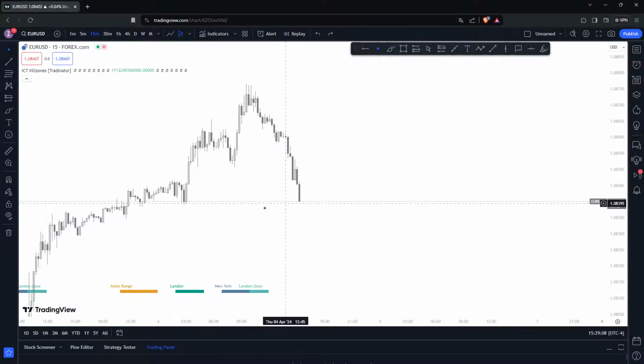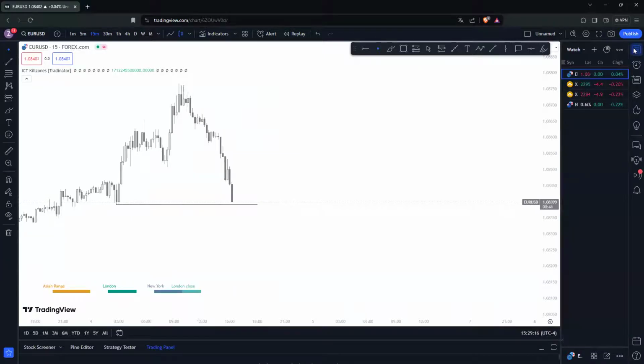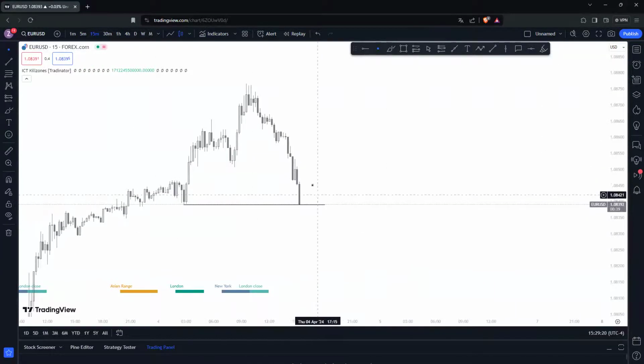Now as you can see, we approached our second TP. That's a pretty good trade. You can use that on gold as well, but I don't do that, because I'm pretty happy with the results I'm getting with euro, so I don't want to be greedy.